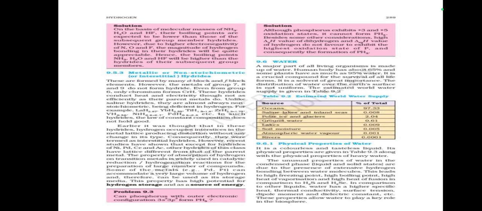Earlier, it was thought that in these hydrides, hydrogen occupies interstices in the metal lattice, producing distortion without any change in its type. Consequently, they were termed interstitial hydrides. However, recent studies have shown that except for hydrides of nickel, palladium, cerium, and actinium, other hydrides of this class have lattices that are different from that of the parent metals.